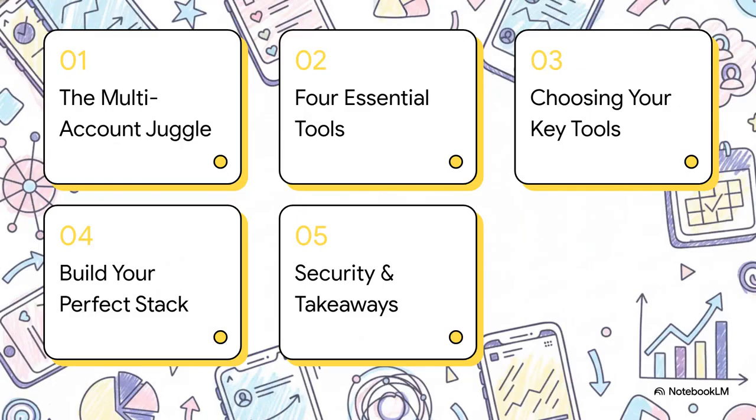And here's our game plan. First, we'll really define the problem we're all facing. Then, I'll introduce a super simple framework with 4 categories of tools. We'll look at some specific examples, build a few sample stacks for different types of users, and then wrap up with the absolute non-negotiables of account security.